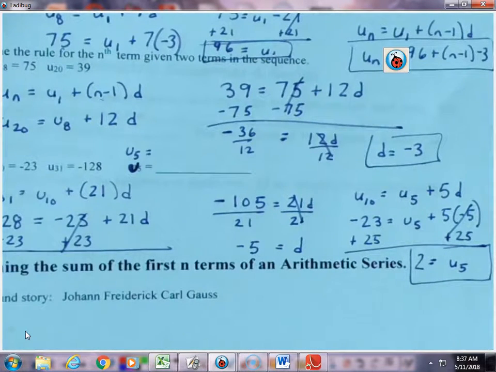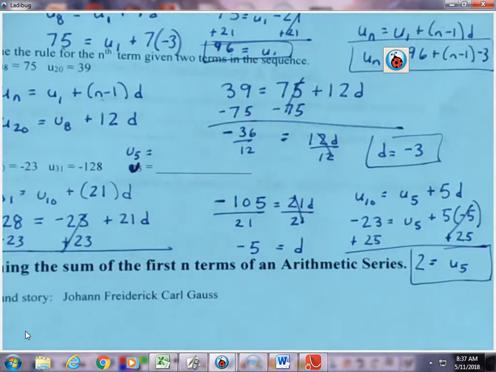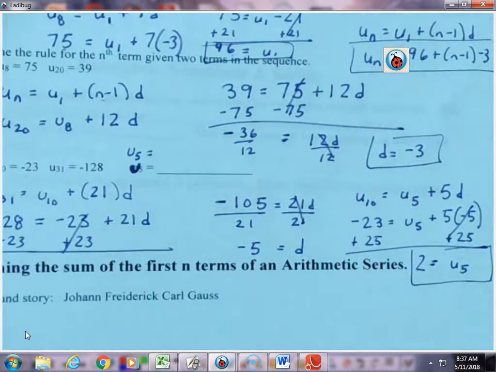Okay, so all of that was talking about finding the nth term of a sequence. You know something about the sequence and you want to find some random term. So now we're going to switch from being a sequence to being a series. What did I say the difference between a sequence and a series was? Sequence is just a list. Series is added.